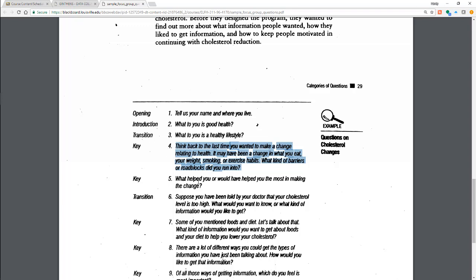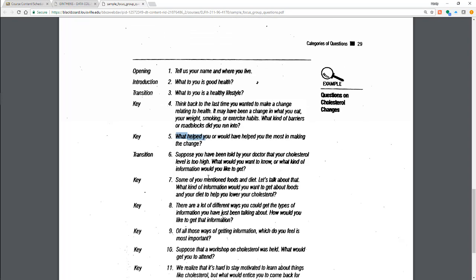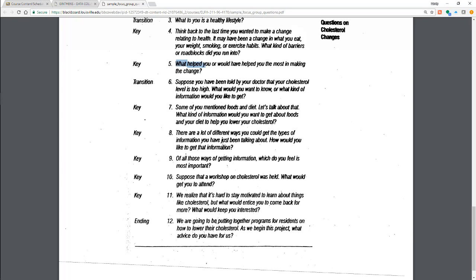Here's another key, number 5. What helped you or would have helped you the most in making the change? Now we're talking about your perspective, what do you think was missing? Then there's another transition, and then you get to more key questions. I'm going to let you guys read these, but that's the reason why I wanted to highlight this particular document. So essentially in this week's conversation, what I wanted to highlight is that the qualitative methodology, as we discussed last week, definitely has its specific strength. And that strength is going to be the questions that you ask, the way in which you ask them, and how professional you are in asking these questions.